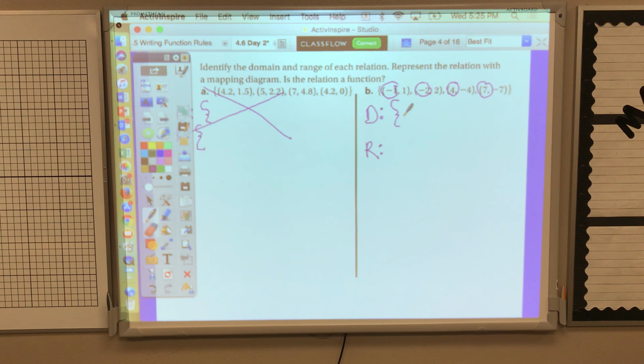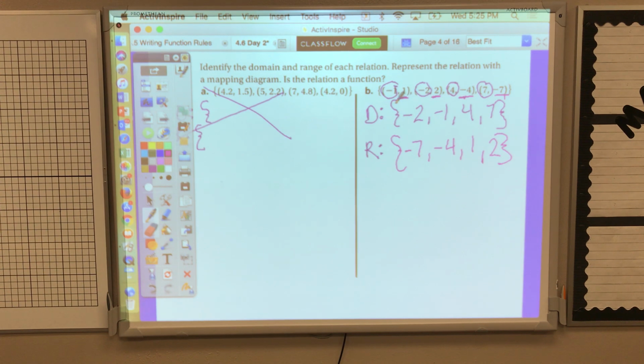So the smallest is -2, then I go to -1, then I go to 4, and then I go to 7. And that's every number in my domain. So I put that second brace on there. The range then is my y values. So for my range, I have a 1, a 2, a -4, and a -7. Smallest value is -7, then -4, then 1, and then 2. This time we didn't have any repeats, so every single number is written down.